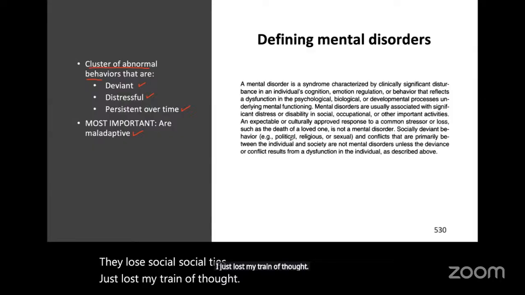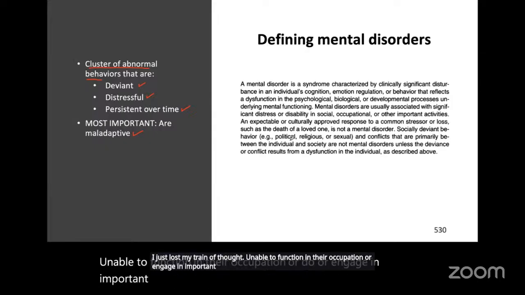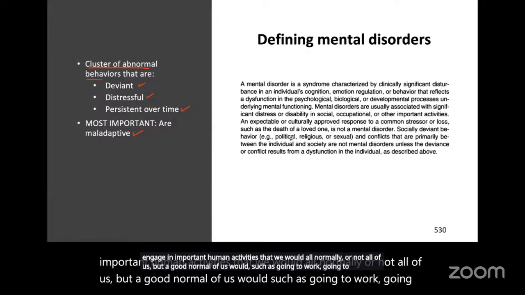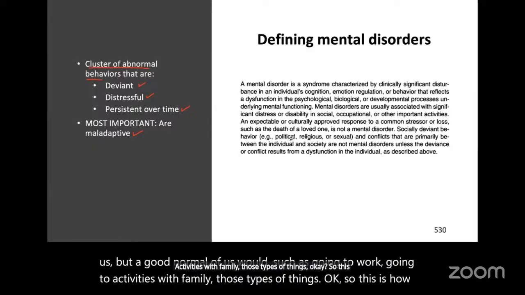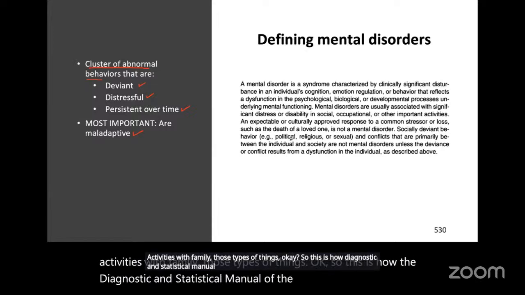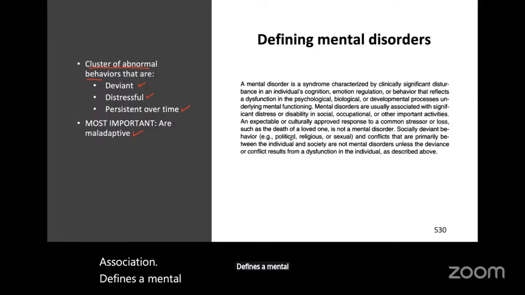They are unable to function in their occupation or engage in important human activities that a good number of us would normally do, such as going to work, going to activities with family, those types of things. So this is how the Diagnostic and Statistical Manual of the American Psychiatric Association defines a mental disorder.